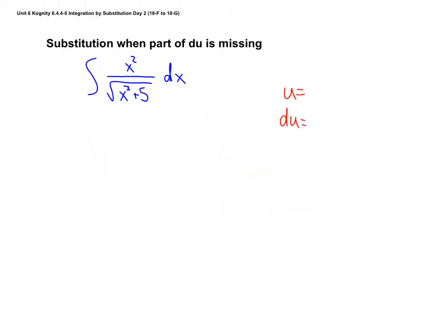Okay, so one last one here. What do we do when part of u is missing? The u in this case is going to be the x cubed plus 5. The du is going to be what? 3x squared dx, right? The problem here is I need a 3x squared dx. All I have is an x squared dx.